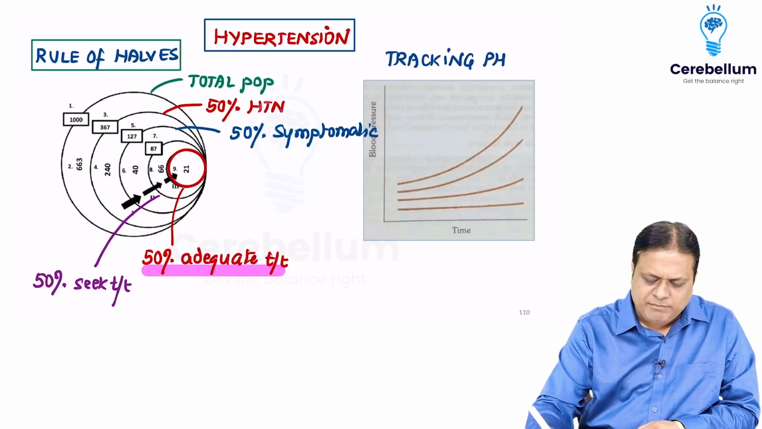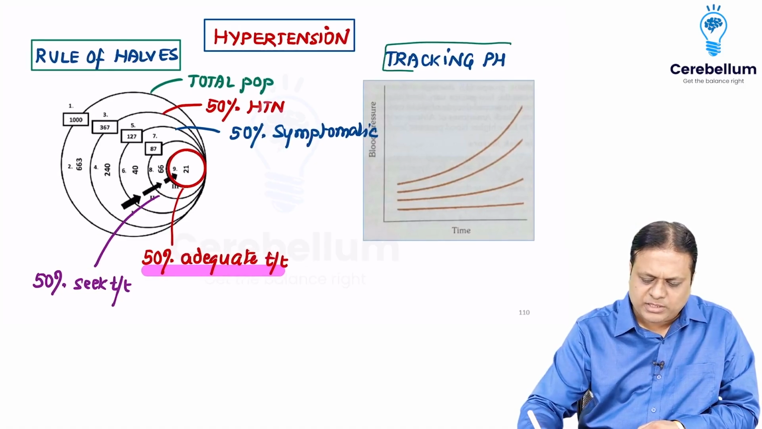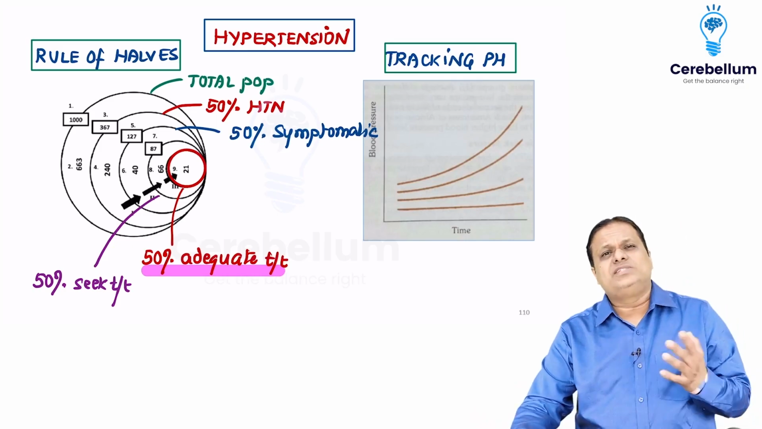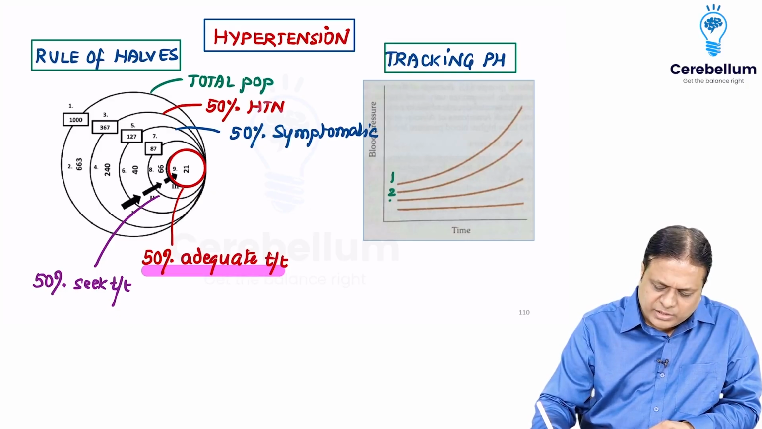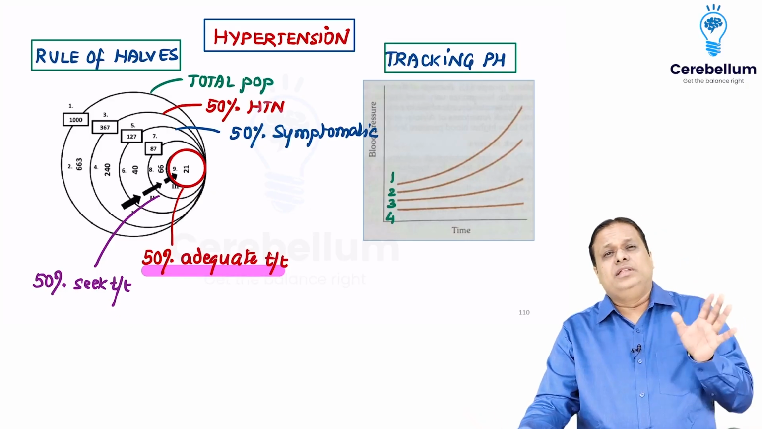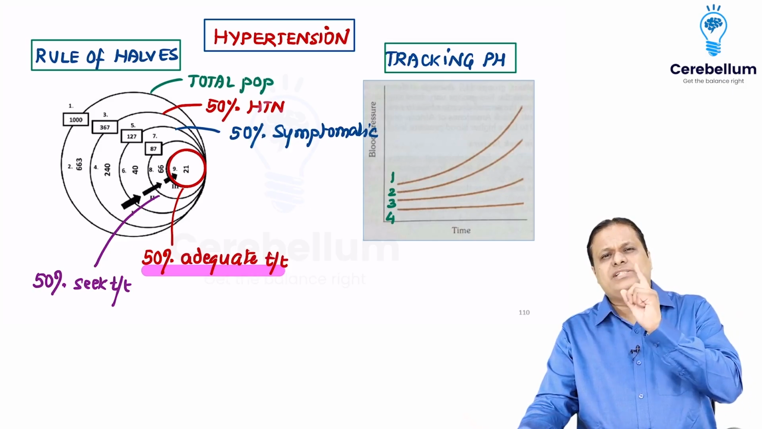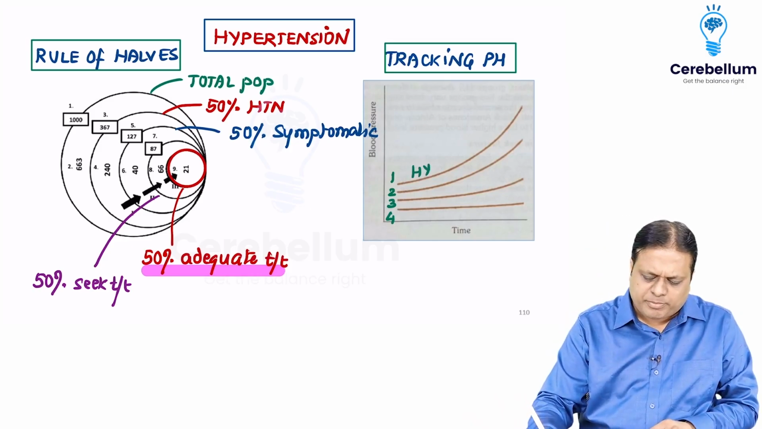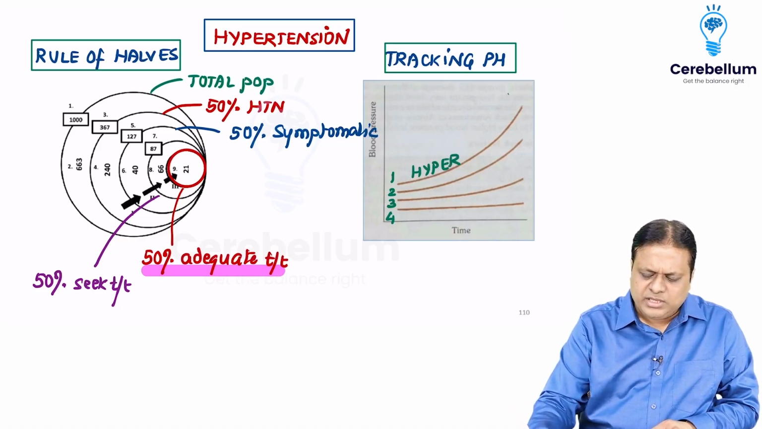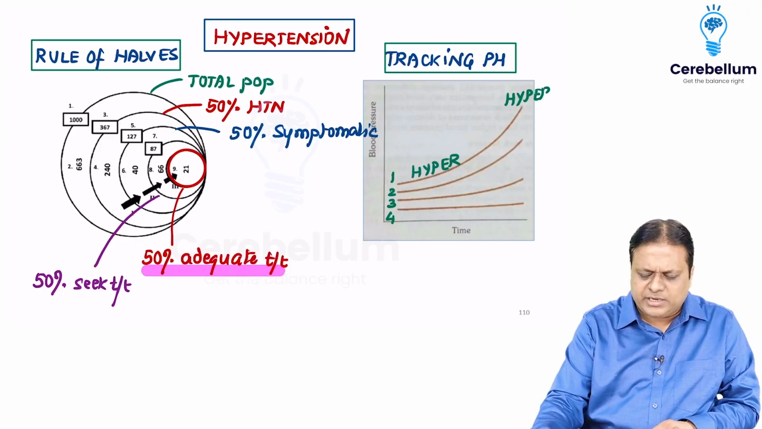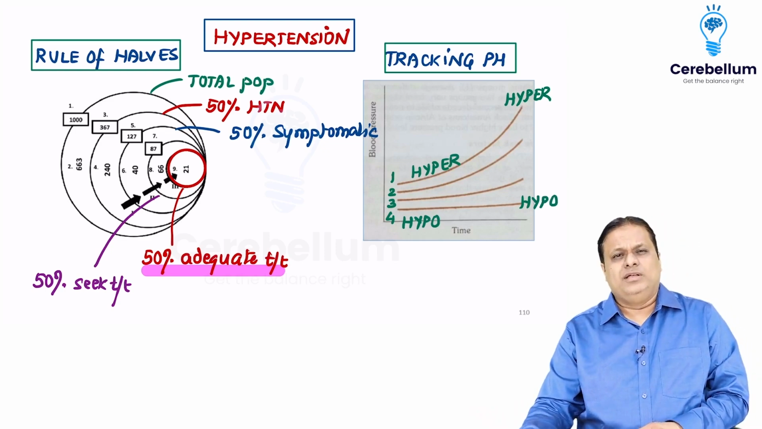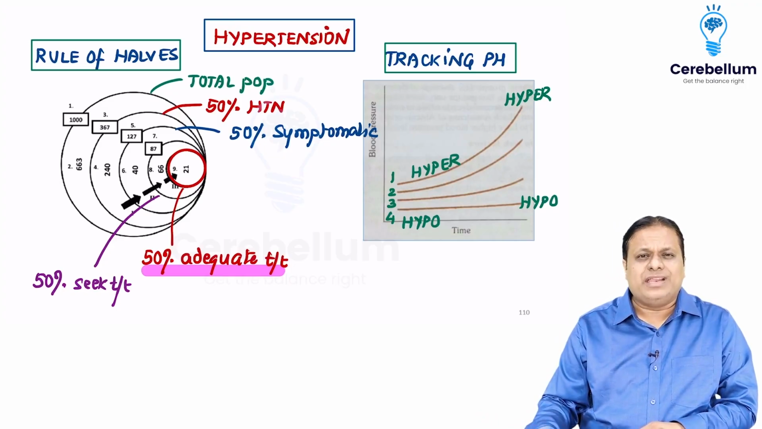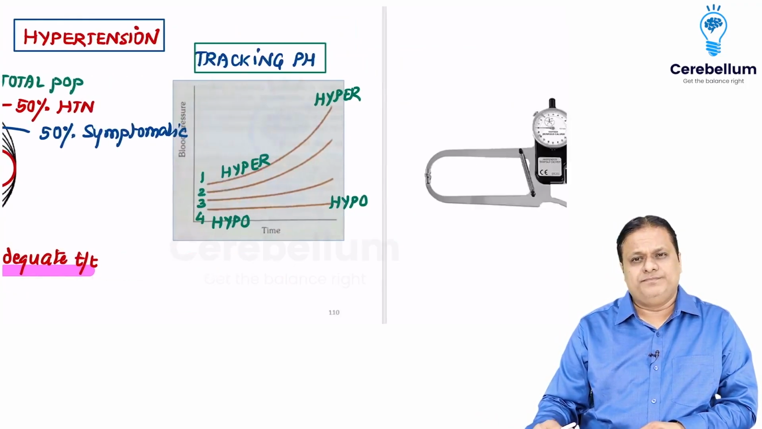Now, what is the meaning of this tracking phenomenon? See, BP will always increase with age, but it follows like the track of an athlete. Take 4 children, 1, 2, 3 and 4. In childhood, their BP will keep on increasing. But look at child number 1, he was hypertensive in childhood, he will remain on the hyper side in adulthood. The 4th child was hypo, he will remain hypo. Tracking phenomenon. BP follows like the track of an athlete, you have to remember.